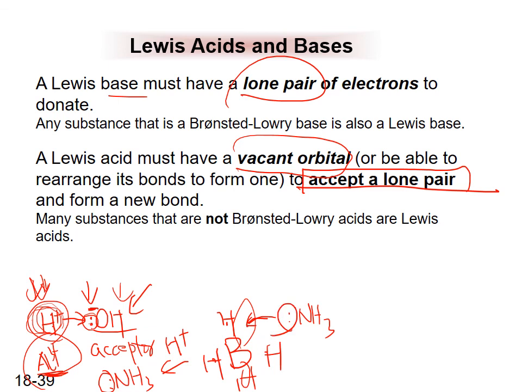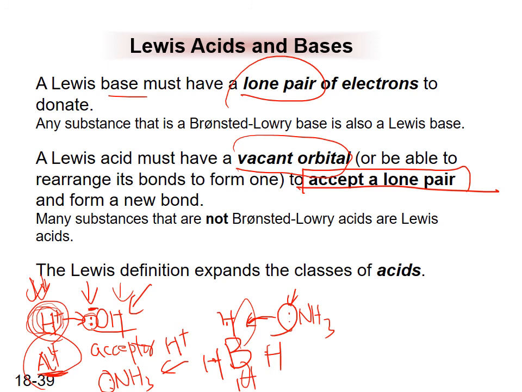So in this theory, we focus on the lone pair electron. If it has a lone pair electron, it is a base. If it accepts a lone pair electron, it is an acid. So the Lewis definition expands the class of acids.